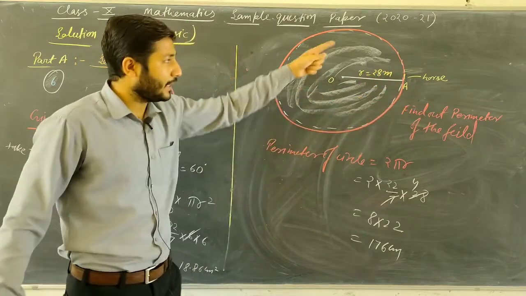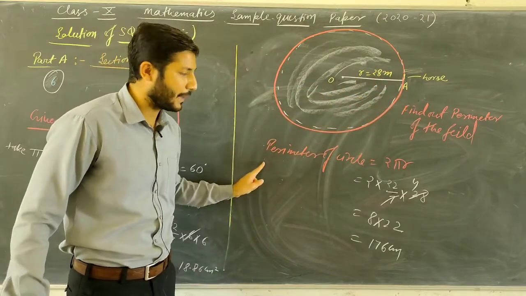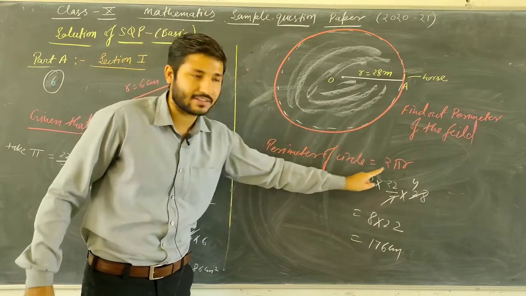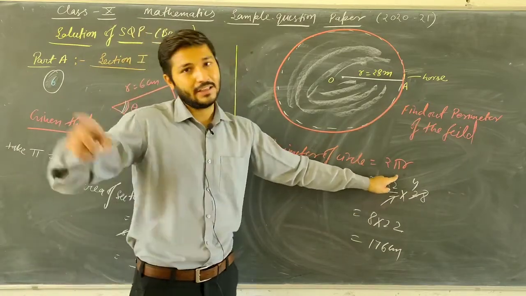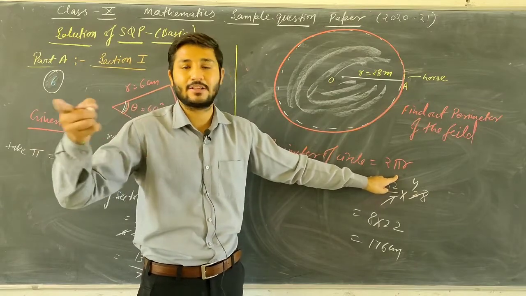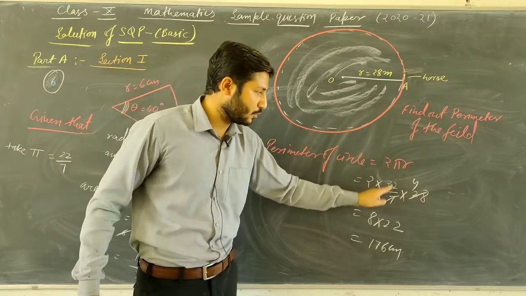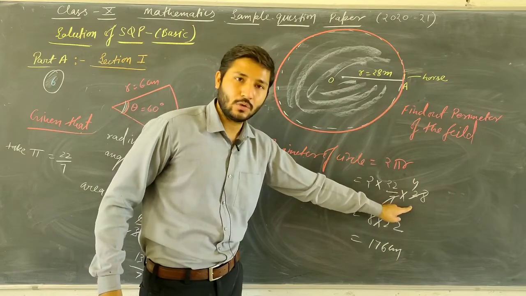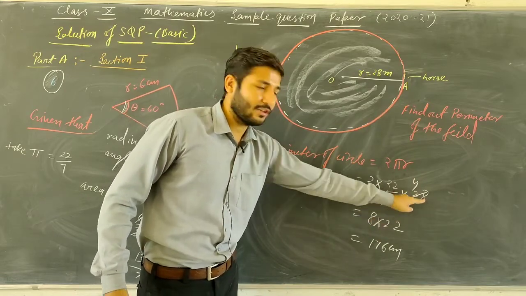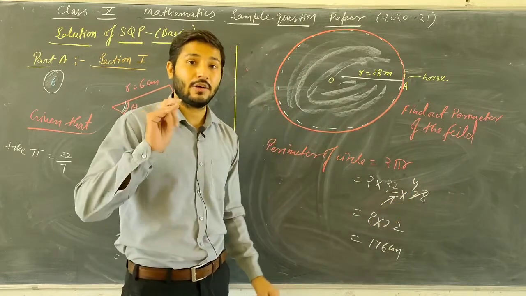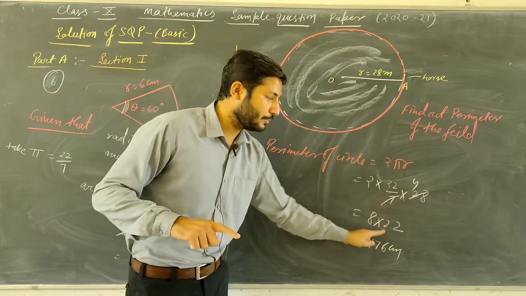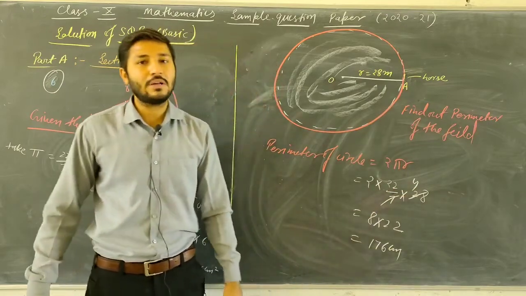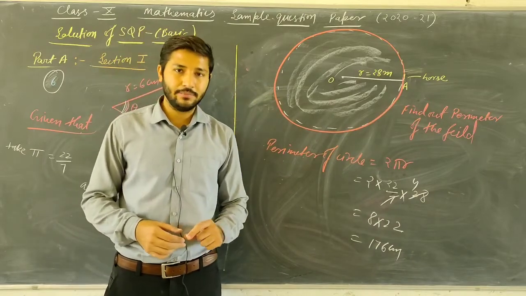And for the perimeter of this circle, how can you calculate it? Perimeter of the circle is equal to 2 pi r. You know the value of 2 as it is, and pi in this question is given as 22 upon 7. Place 22 upon 7 and r is 28. Simplify: 7 and 28 cancel out, get the value as 4. 4 multiplied by 2 gives 8. 22 multiplied by 8, then your answer is 176. Okay, thank you.